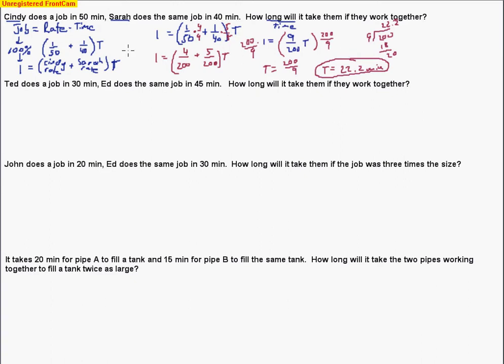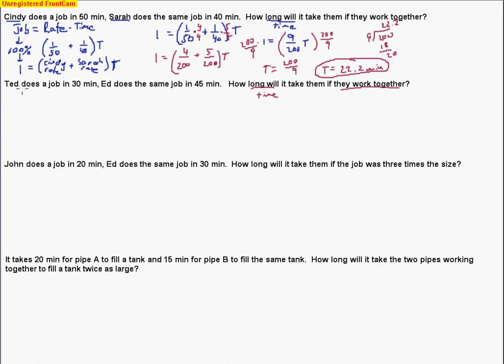So this next problem is exactly the same type, just different numbers and different names. Ted does the job in 30 minutes. Ed does the same job in 45 minutes. How long if they work together? How long means time is what we're trying to solve for. So let's set it up.